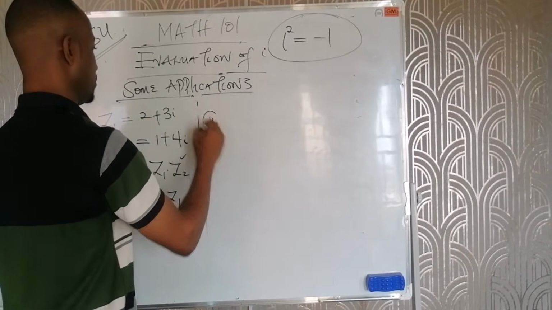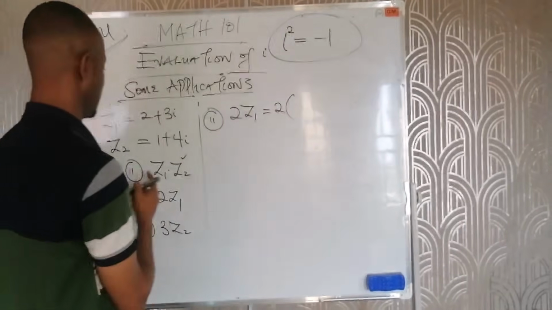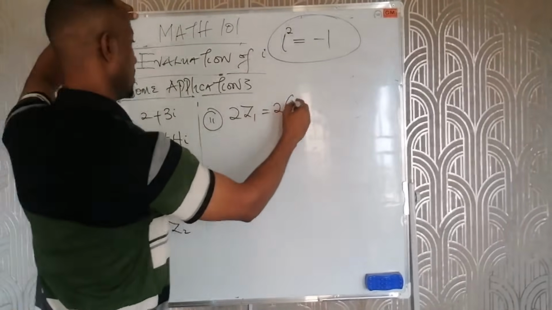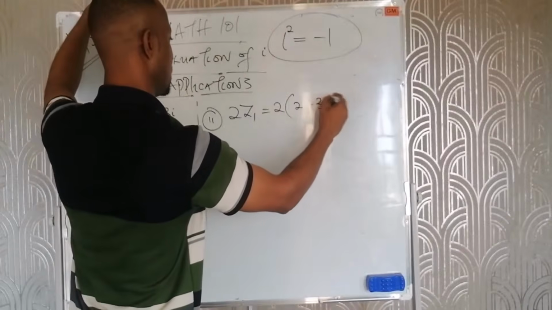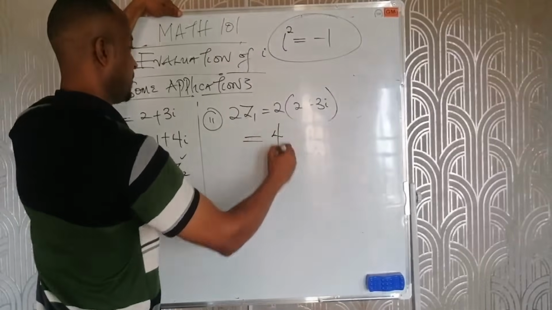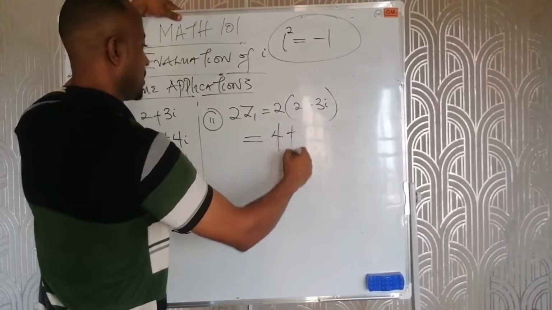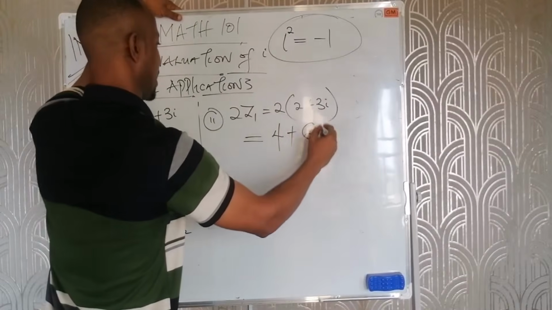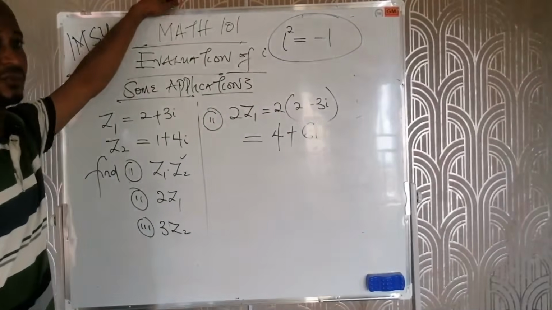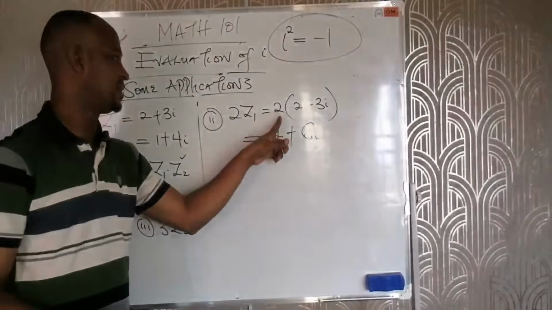Okay, number 2. For 2z1, that will give us 2 times our z1, which is 2 plus 3i, right? And this will give us 2 times 2 is 4. Then 2 times 3i will give us 6i. Final answer. Very simple. 2z1 means 2 times z1.